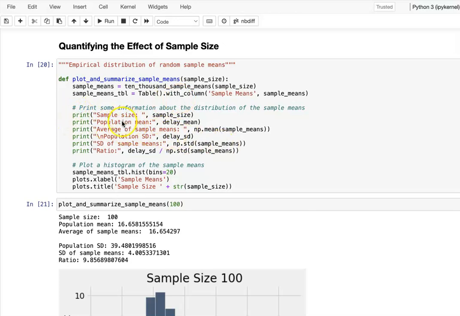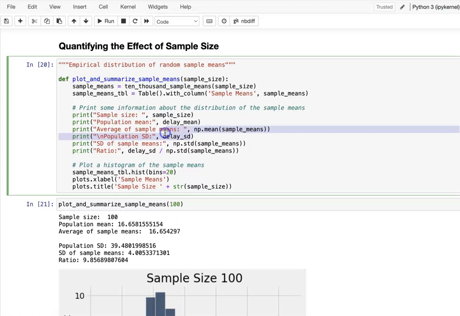We will print the sample size, the population mean, the average of the sample mean, the population standard deviation, the standard deviation of the sample mean, and also their ratio. The most important thing here is to see how the standard deviation of the sample mean is affected by the sample size. Earlier when I ran the sample size 100, if you are missing this delayed SD, you need to add that value before you run this function.